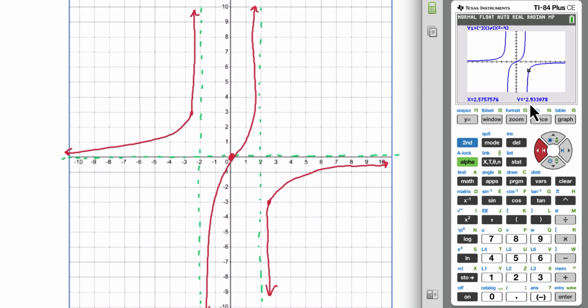Most of what will be tested on is the algebraic steps from earlier, finding the domain, asymptotes, and intercepts.